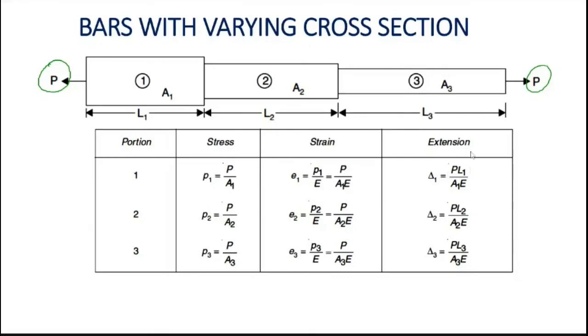See, here in all the cases, the material is the same. If your material is different, then instead of E, this will be E2. Third one, do it separately: PL3 by A3E. So if you have three different materials and different cross sections, you can separate them one by one as separate portions, find the change in length for each portion separately and add them. This gives you the answer for that particular varying cross-section problem.